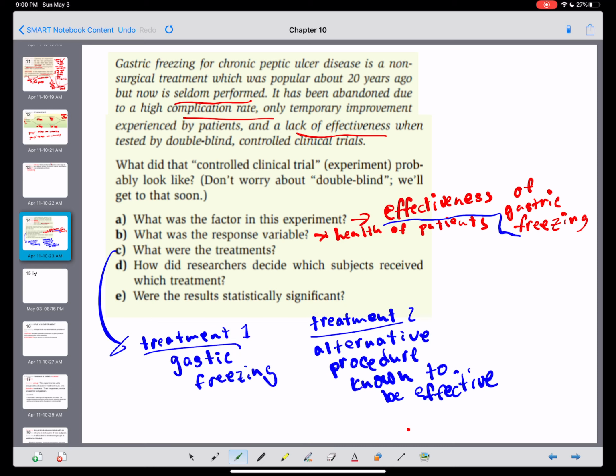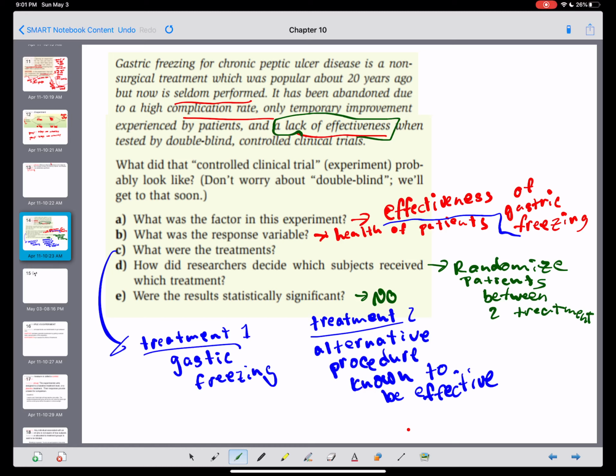Part D, how did researchers determine? So I would randomize. You would randomize patients between two treatments. Then, were the results significant? No. The reason it's no is because it says right here, a lack of effectiveness. Because of that lack of effectiveness, obviously gastric freezing was not effective. It did not work.